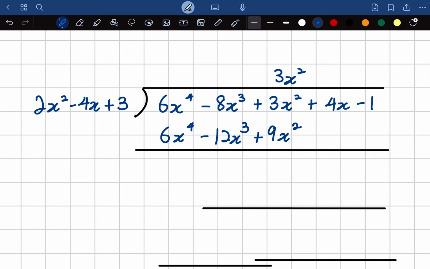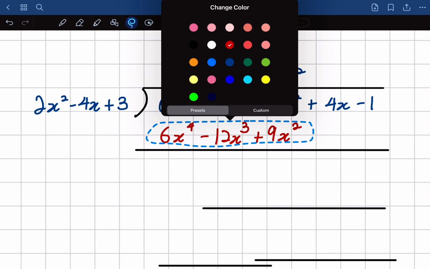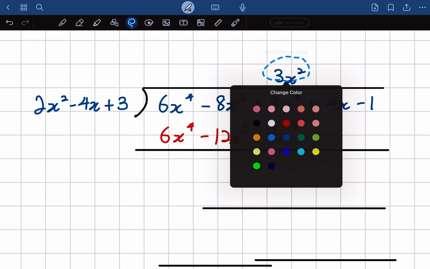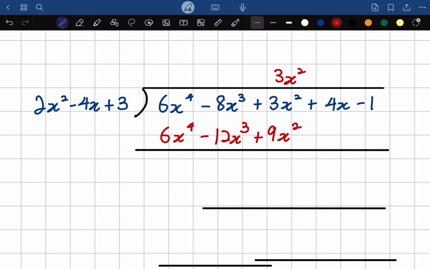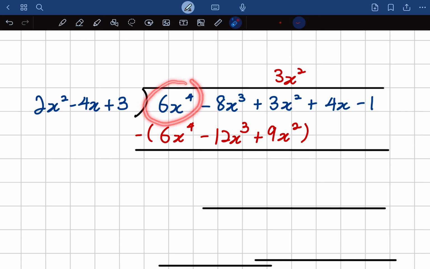Then once I figure this out, I will simply subtract this away from the dividend. So I put a minus, then bracket the entire expression here, and subtract this entire expression away from the original dividend. By subtraction, you should be able to see that 6x^4 minus away 6x^4 will give me 0.